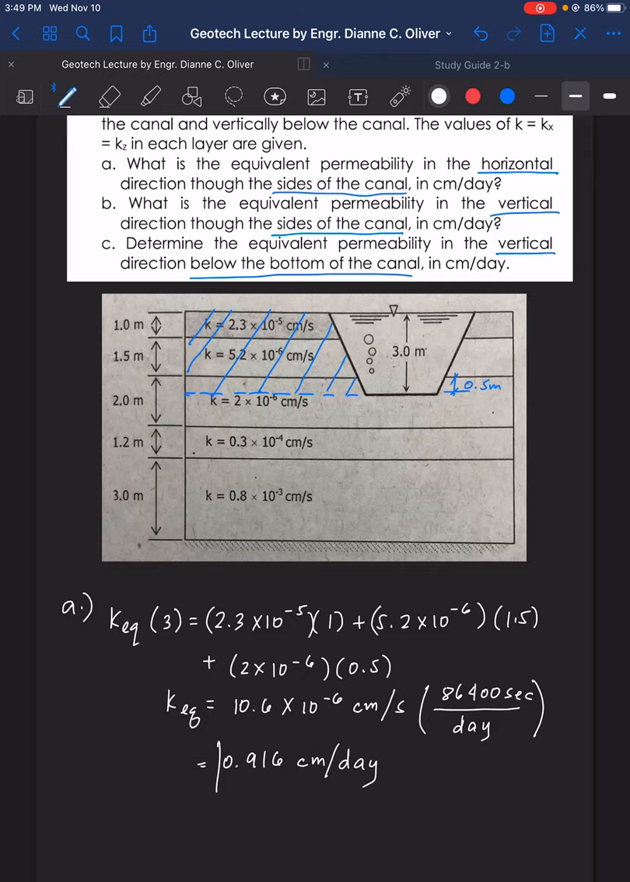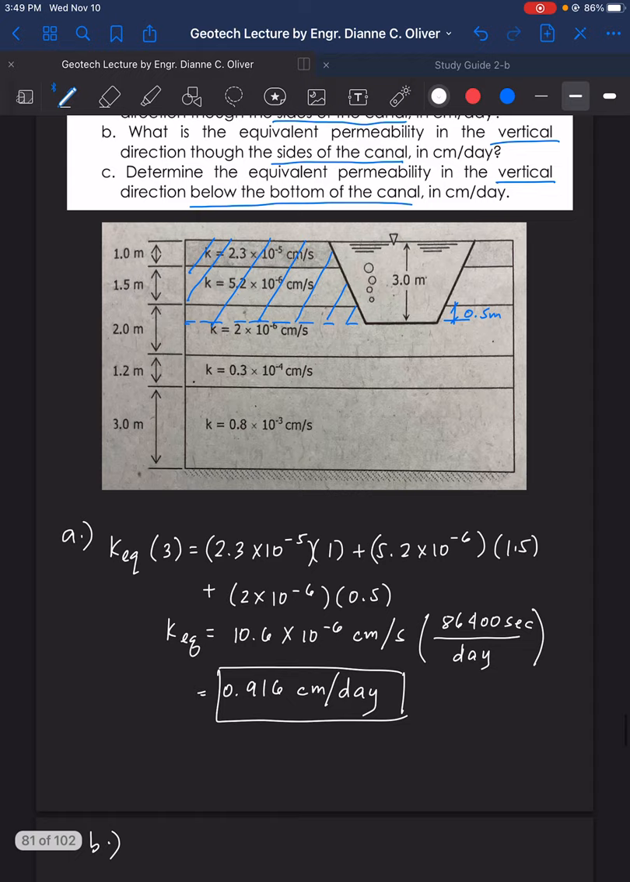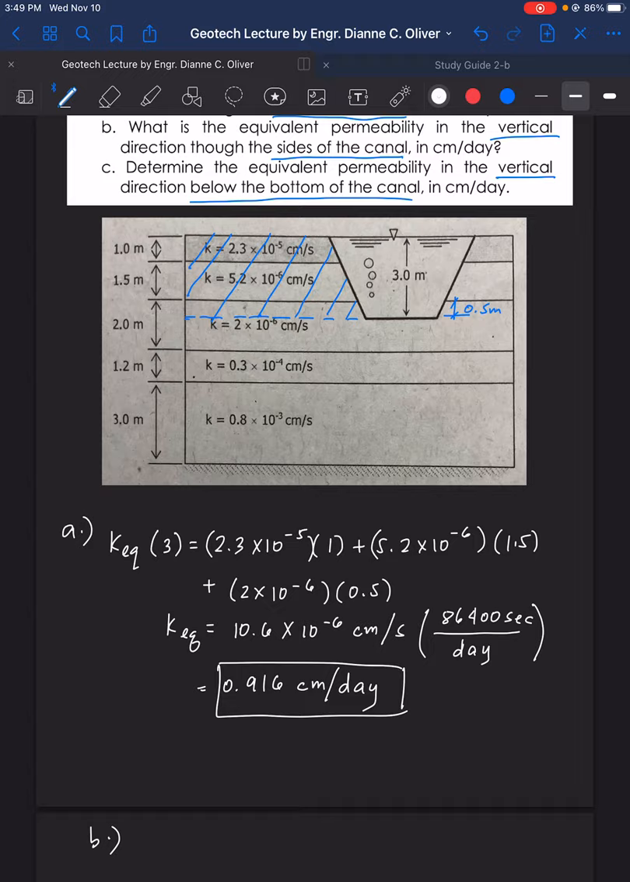Next, letter B. So for letter B, what are we looking for? What is the equivalent permeability in the vertical direction through the sides of the canal, in centimeter per day? Vertical direction through the sides of the canal. Let's use red. Okay, so this is the side of the canal. So it's vertical. So this portion here, how many layers? We have 3 layers of soil.